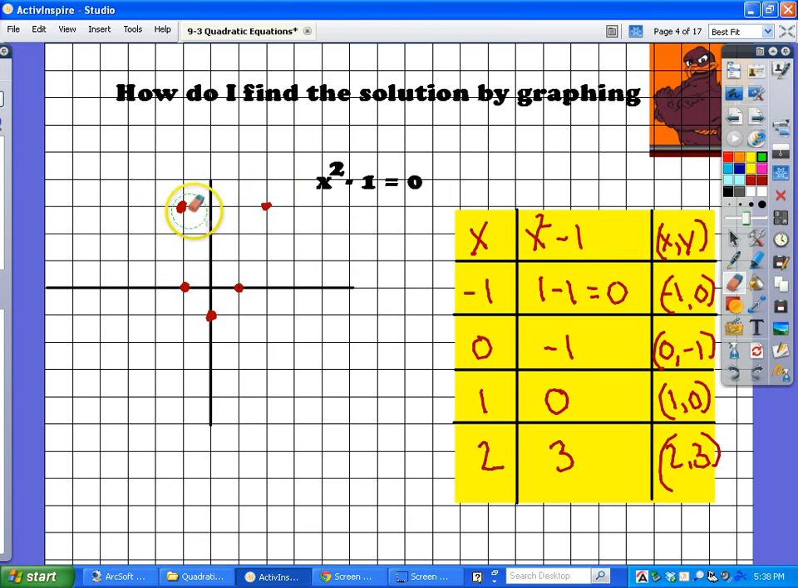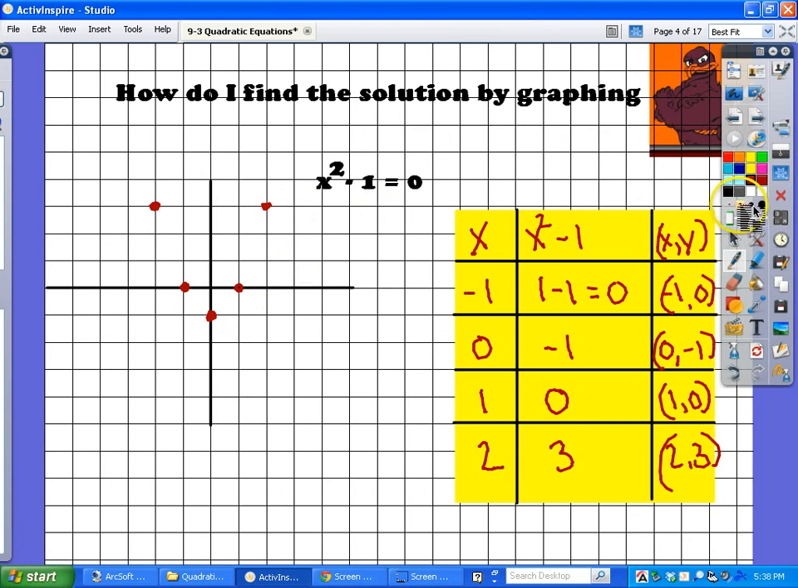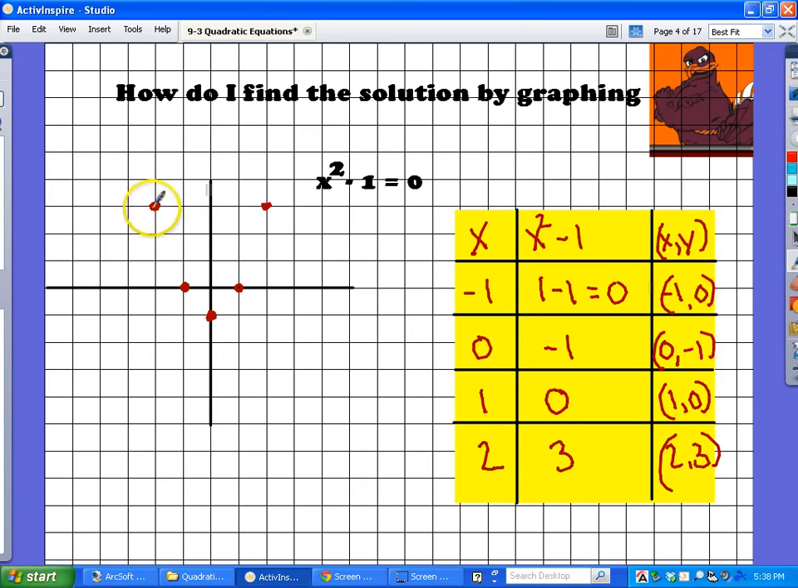So let me go back and erase that. Because here I had 2, 3, so let me go over negative 2, 3. And so that way I notice I have my parabola there, and I'm going to go ahead and draw. I think it's probably better if I let the computer actually have better lines than I do. It's going to look scribbly there.